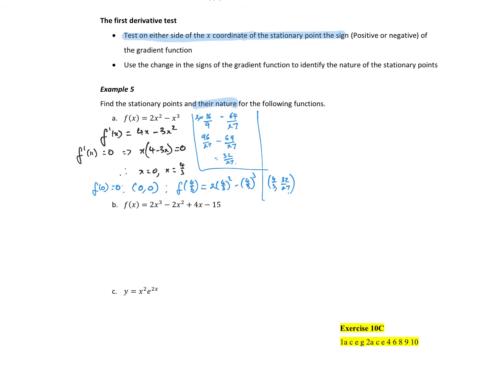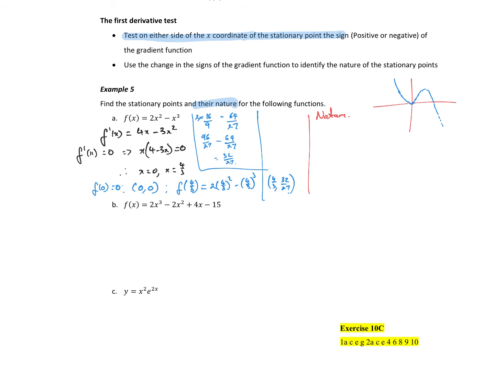So what we need to do now is work out their nature. Let's consider x equal to 0. There's a couple of ways we could consider this. I know I've got a cubic graph, and at x equal to 0 is a turning point, and the other one is at x equal to 4/3. So you can see from the graph, you'd expect the first one to be a minimum and the second one to be a maximum. So let's check.